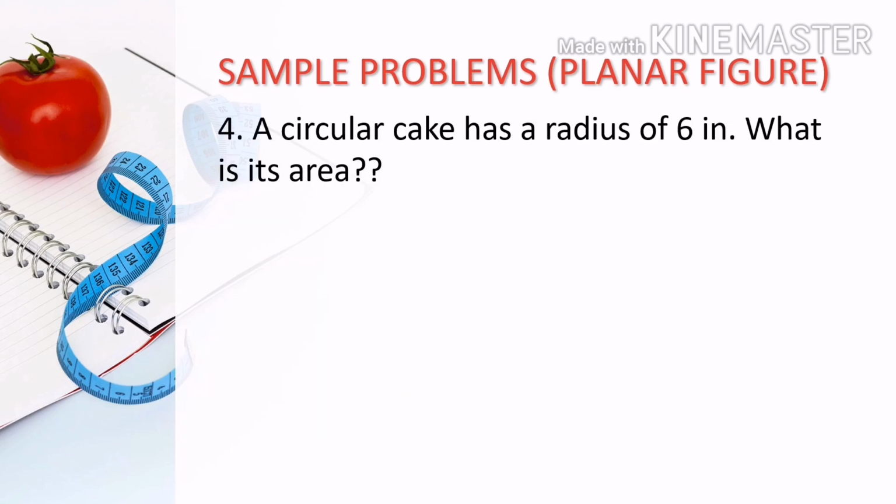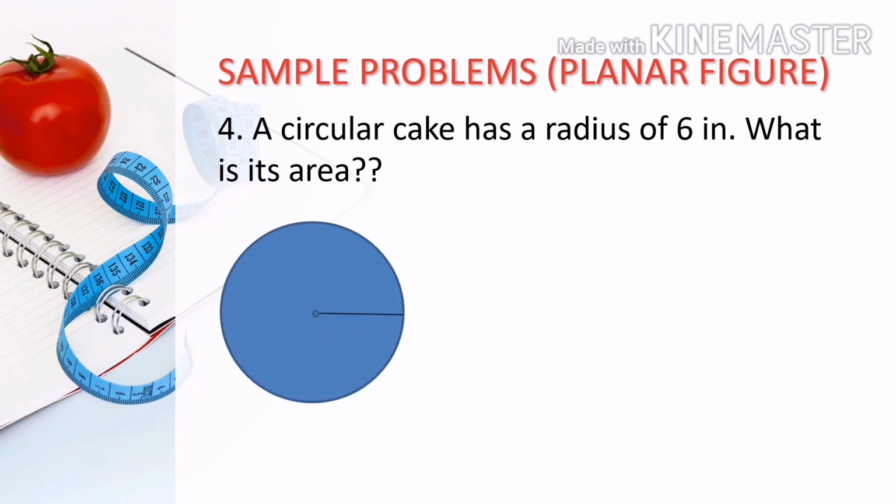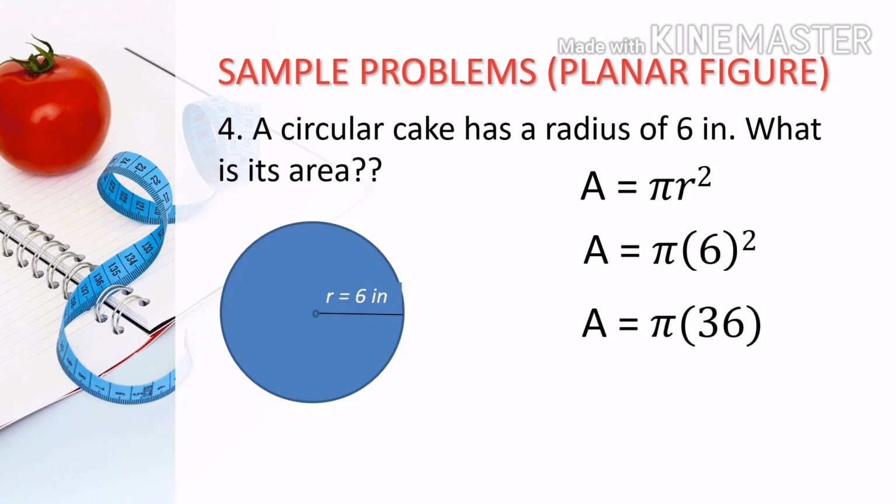Number 4. A circular cake has a radius of 6 inches. What is its area? So, kung yan yung top ng cake, okay? So, ang radius niya daw is given as 6 inches. So, tinatanong tayo ng area. From the formula, A is equal to pi r squared. Substituting the values, that would simply be pi times 6 squared. Pero ano ba ang value ng pi? That's 3.14. So 6 squared is 36. So that would be 36 pi inches squared or square inches.